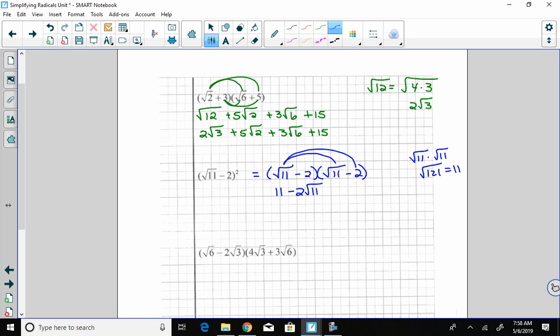Then we'll do the inside. Negative 2 times the square root of 11 is just that, negative 2 times the square root of 11. And negative 2 times negative 2 is positive 4. Okay, so now I've got 4 and 11 I can combine, right? And then I can combine these because they have a common radical. Minus 4 root 11. So I end up with 15 minus 4 root 11. So as much as we thought it was going to be a perfect square trinomial, it actually does not.